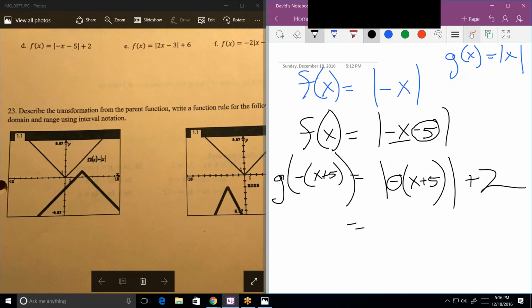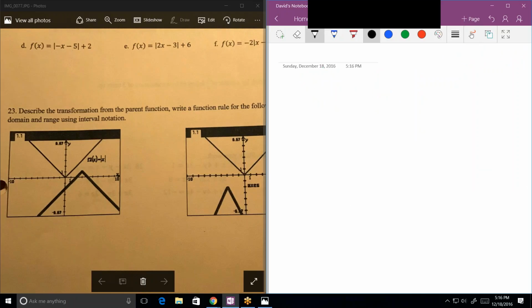E is a little different. Yeah, it looks a little different. Notice that everything going on with E, not everything, but most of it is inside the parentheses. So what are those things going to be? What is that 2 going to do, and what's the minus 3 going to do? Are they going to be horizontal effects or vertical effects?